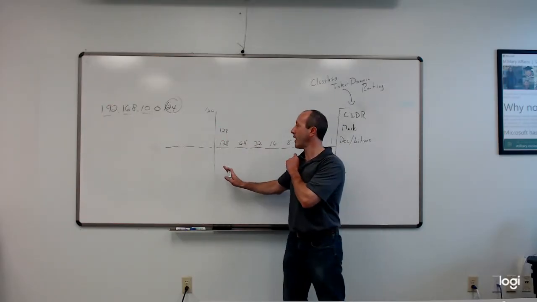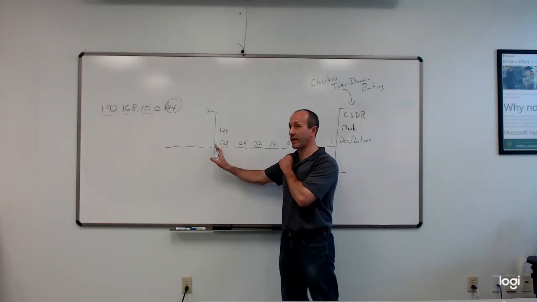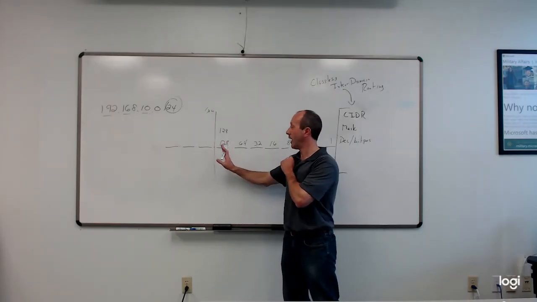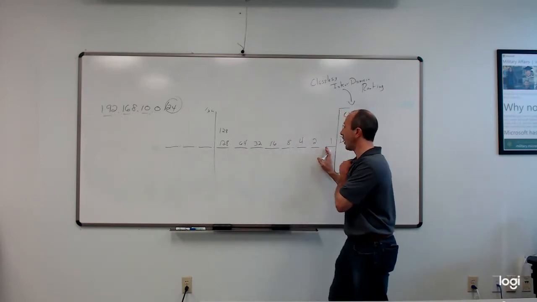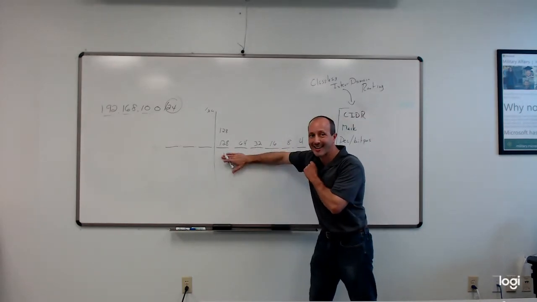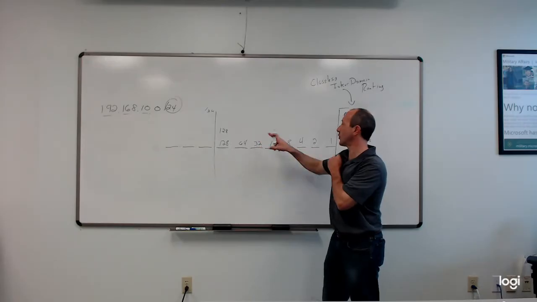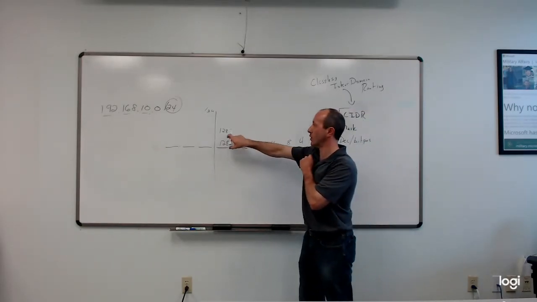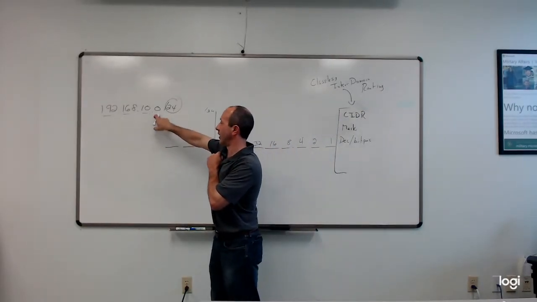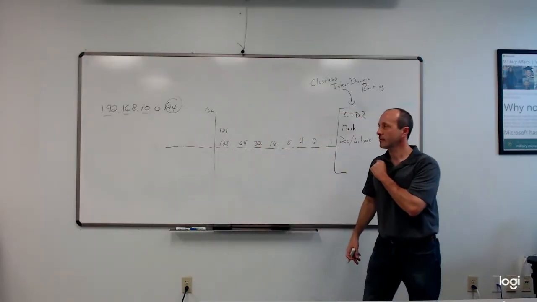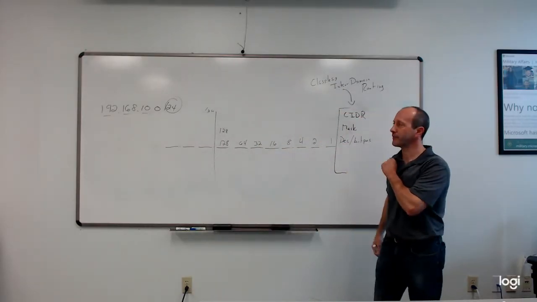So in order to get the mask, I simply turn on the bits left to right one at a time. I turn this on, I keep these off. The value of my octet is 128. That means my mask value is 128, which means that would fit right there. Well, not there, but on the mask value.